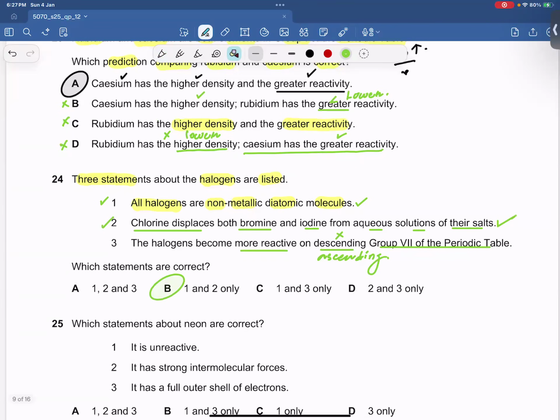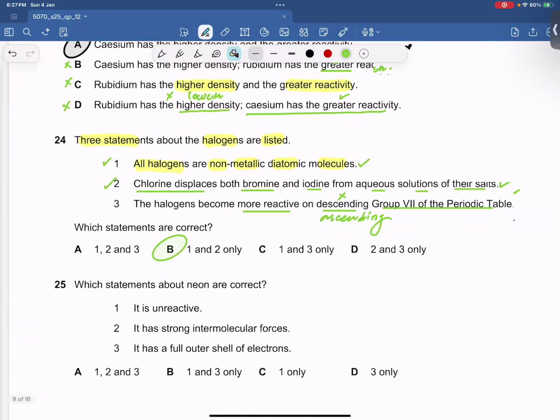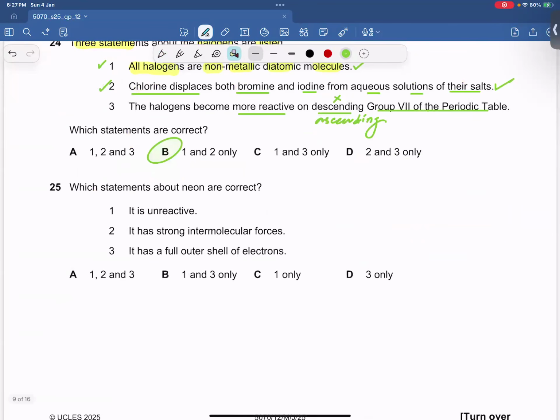Question 25. Which statement about neon is correct? It is unreactive. That's true. It has strong intermolecular forces. That's incorrect because it has weak intermolecular forces. Intermolecular forces between noble gases are always weak. So the second statement is incorrect. The first is correct. It has a full outer shell of electrons. Yes, its octet is full. So the third statement is also right, and therefore B is going to be the right answer.